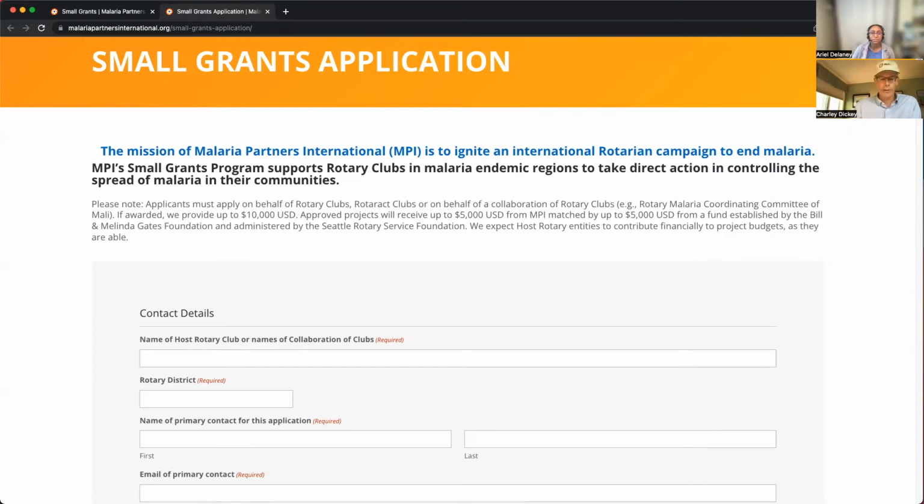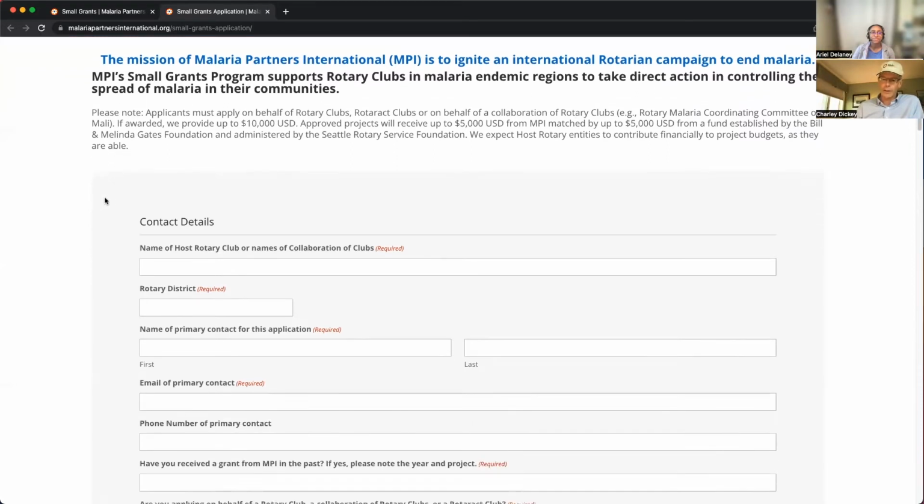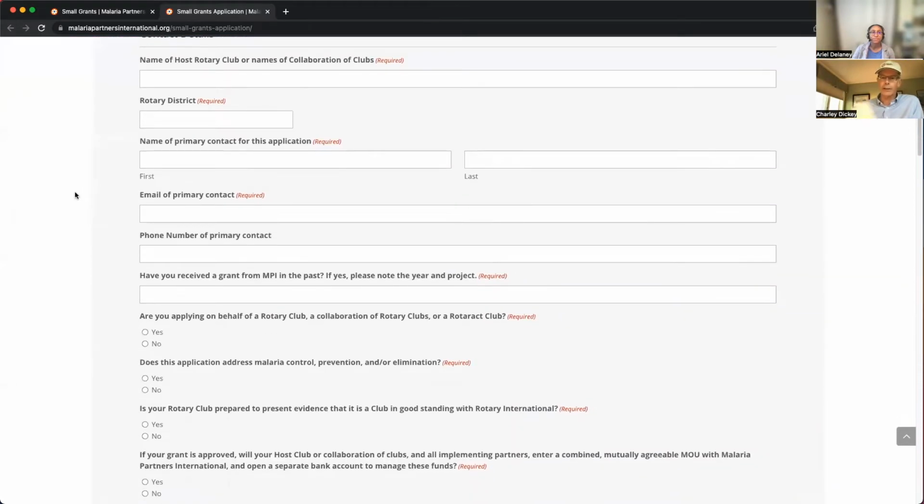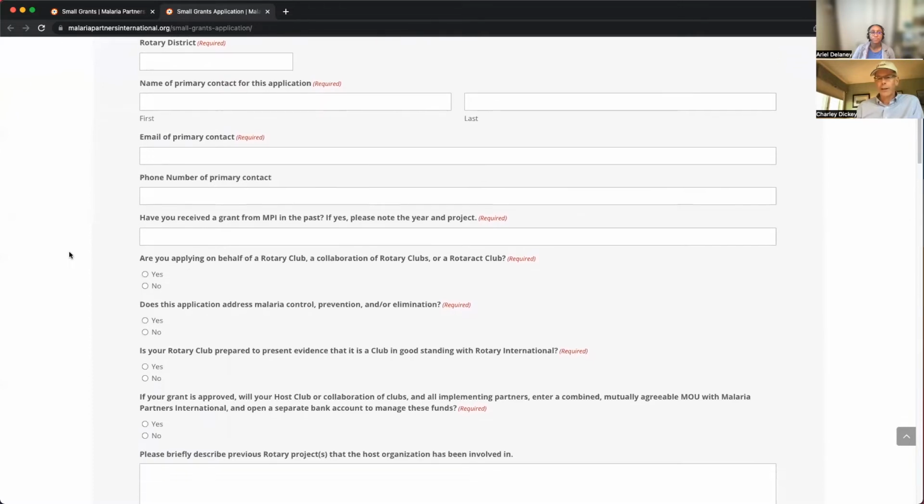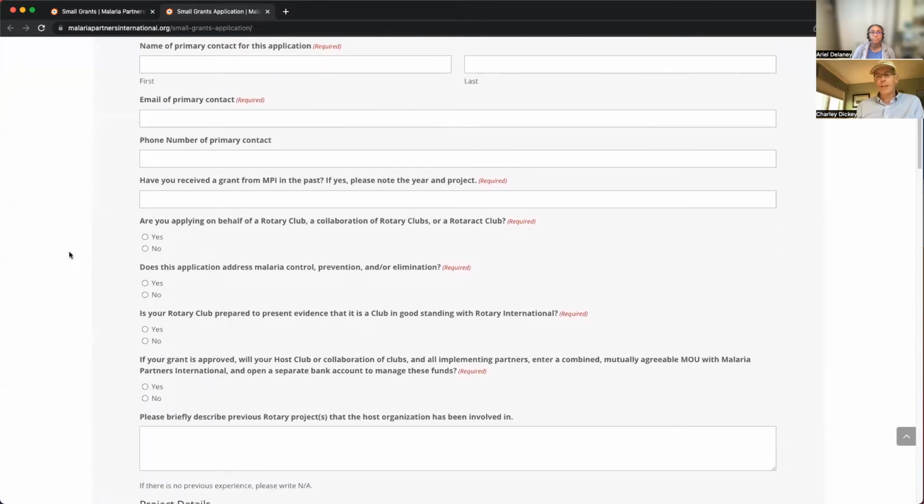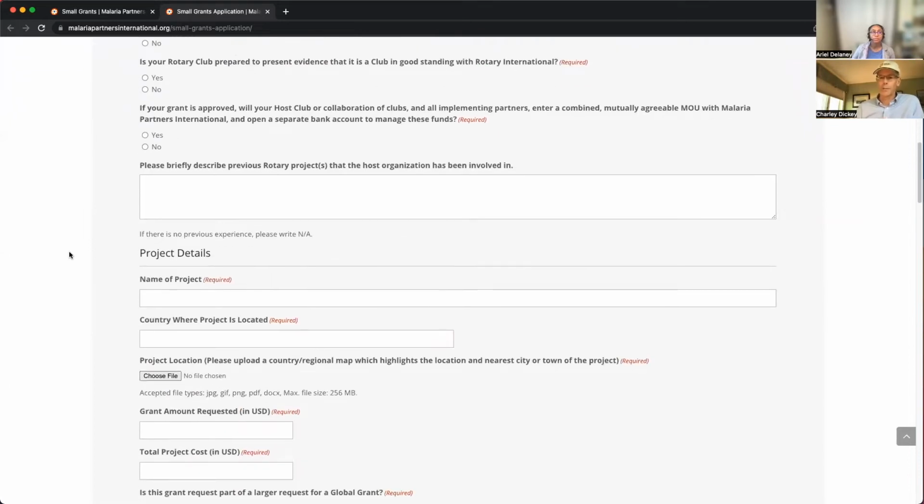The application itself is divided up into really three parts. The contact details, like you'd expect on any application that you all fill out in your lives, and then a description of the project itself, followed by project details, followed by the economics or the budget to the project. So those are the 3 or 4 parts of the application itself.